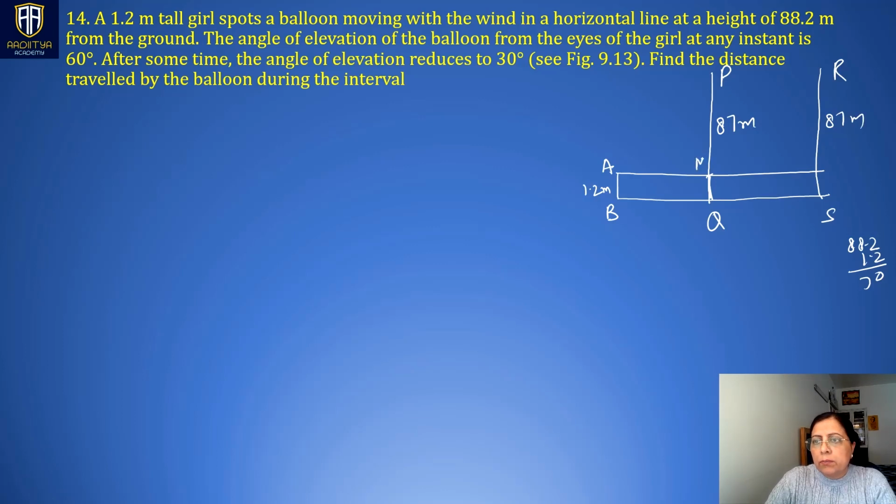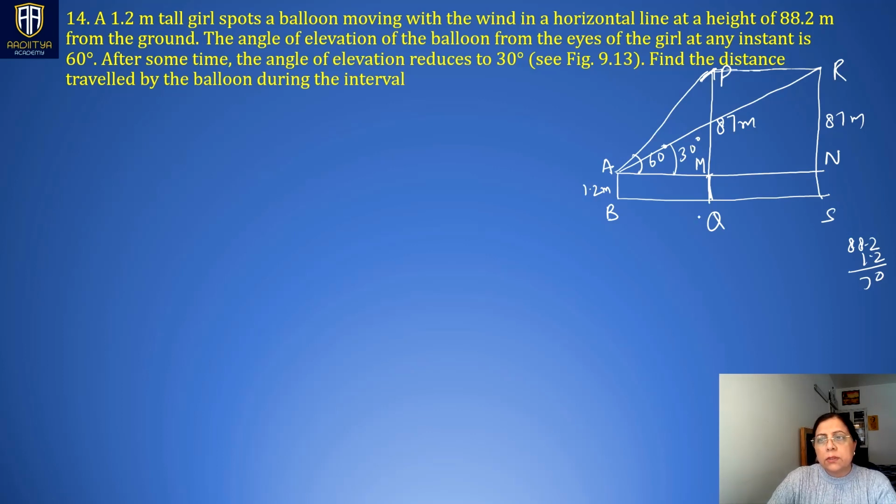Let this be point M and this be N. Now in the first case, the angle of elevation of the balloon from the eyes of the girl at any instant is 60 degrees. This angle is 60 degrees. Now the question says the balloon is moving horizontally. Horizontal means there is no change in the height of the balloon. So the horizontal distance is changing. So the balloon now has reached point R, and at that time, at any instant is 60 degrees. After some time, the angle of elevation reduces to 30 degrees.